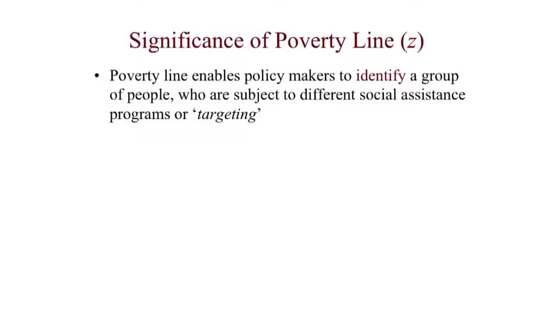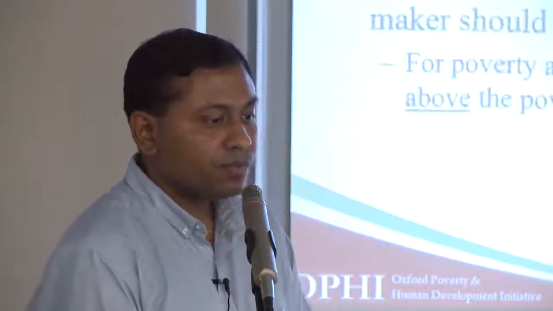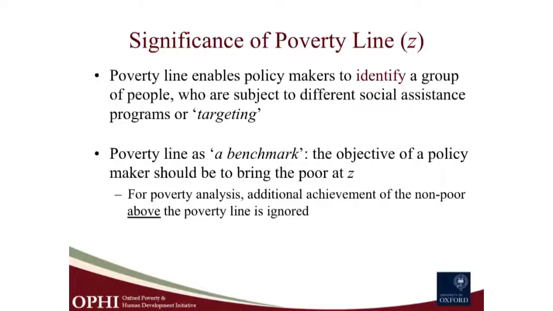What is the significance of the poverty line? It enables the policymaker to identify a group of people who are subject to different social assistance. That's the targeting part. So when you want to target, you need to set a poverty line, because you cannot target the entire population. That is not your motivation. And the poverty line can also work as a benchmark, where the objective of the policymaker is just to bring those under the poverty line to that particular threshold.